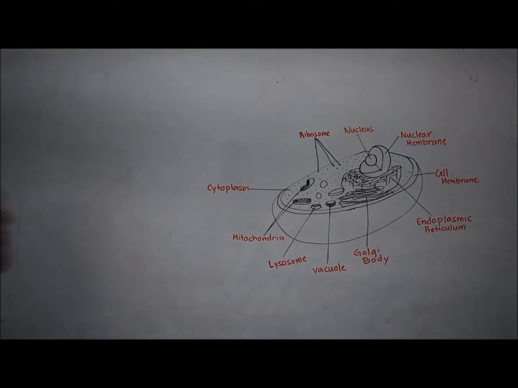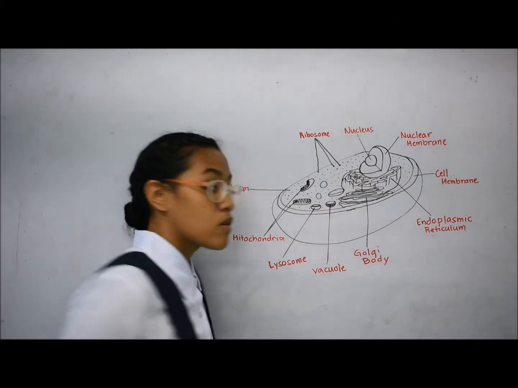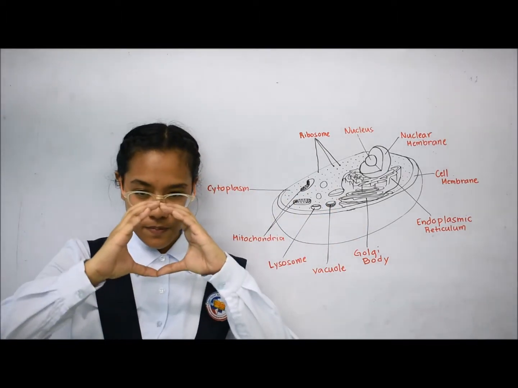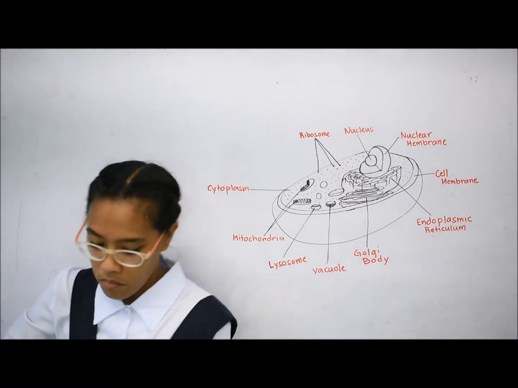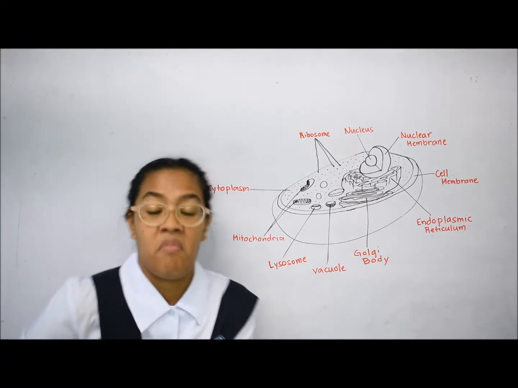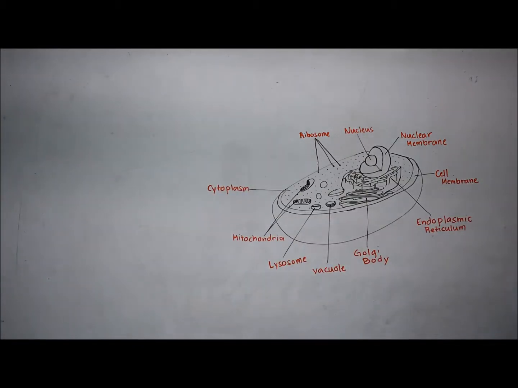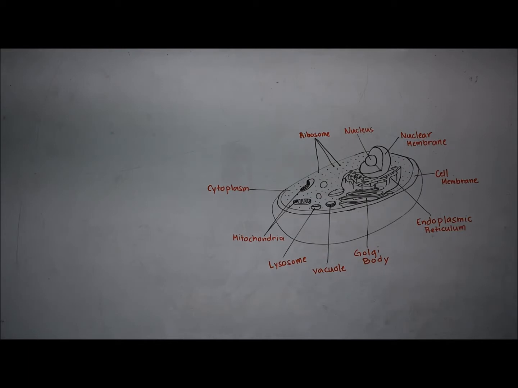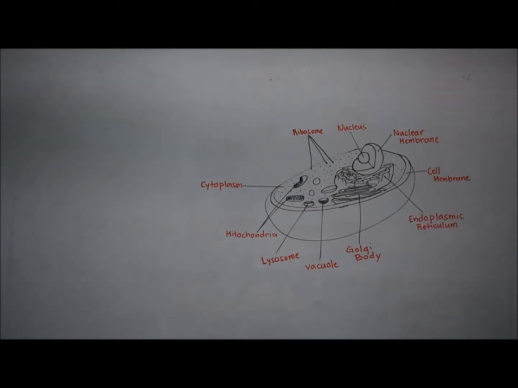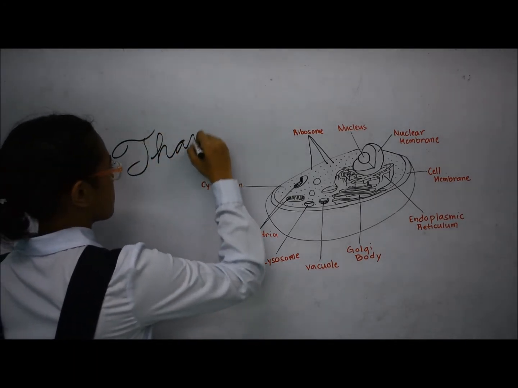And the last one, the vacuoles. It is a large, round, fluid-filled sac. It is the storage area for food, water, wastes, and other materials. Plants have one very large vacuole, while animals have a few small ones. And there you have it, the organelles found in a typical eukaryotic cell.